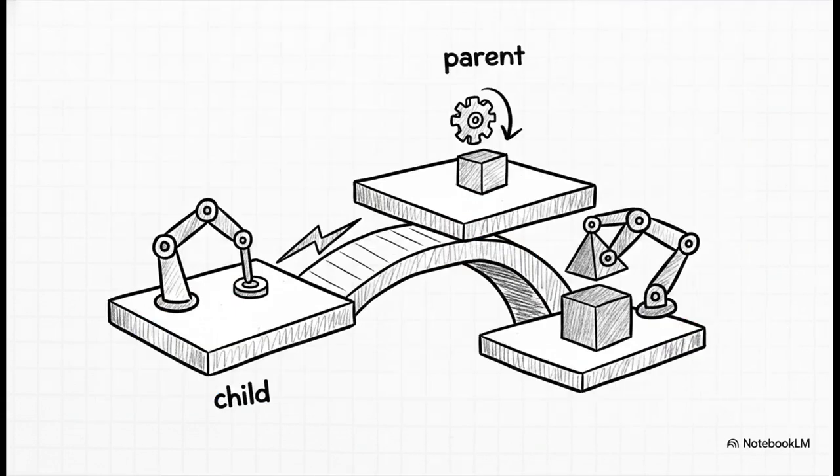But wait, when you override a method, is the original parent code just gone forever? Not at all. This is where the super keyword swoops in to save the day.